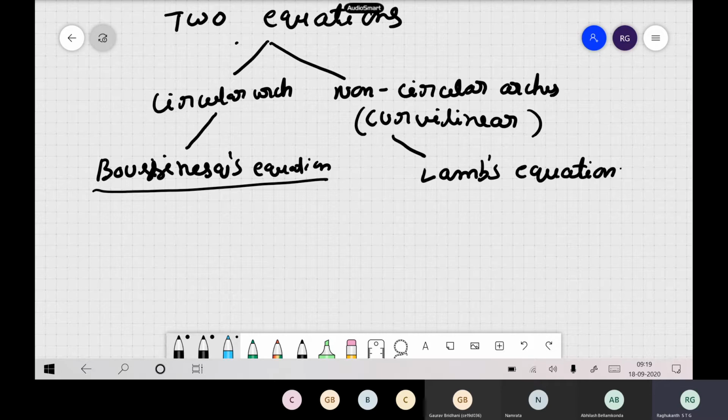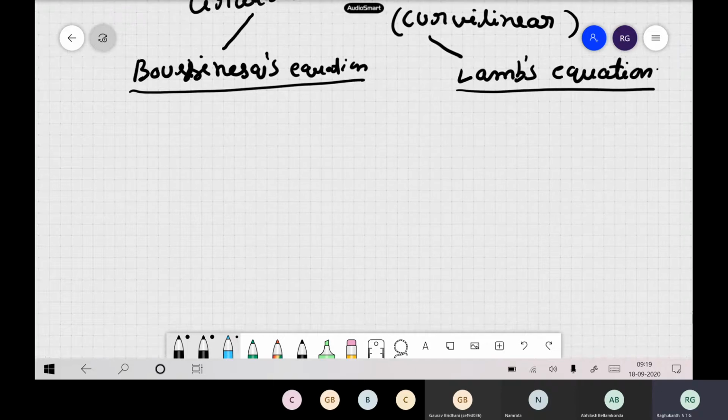But if the arch is not circular, say a parabolic arch or some other complicated shape, then the analysis becomes slightly complex, and the curvilinear properties come into the picture. So we have this famous Lamb's equation, which is I think fourth order. We will see there's a fourth order ODE which we have to solve for this Lamb's equation. So Bosnick is very, very simple for circular arches.